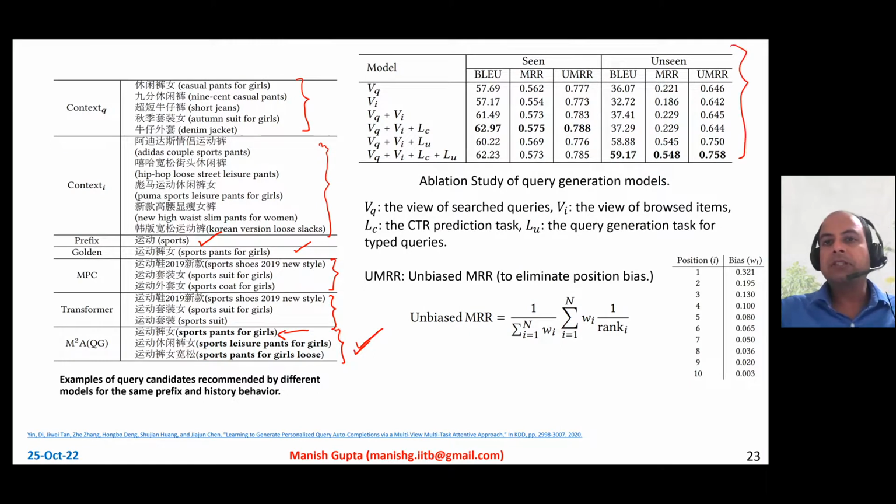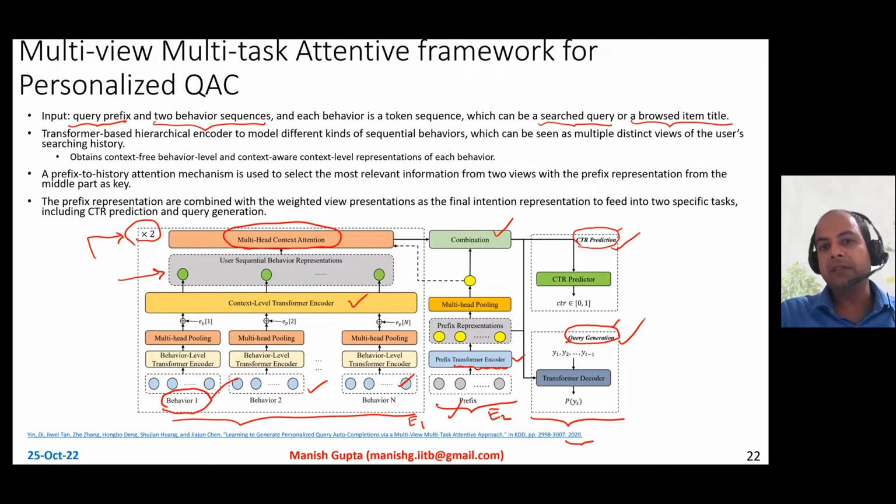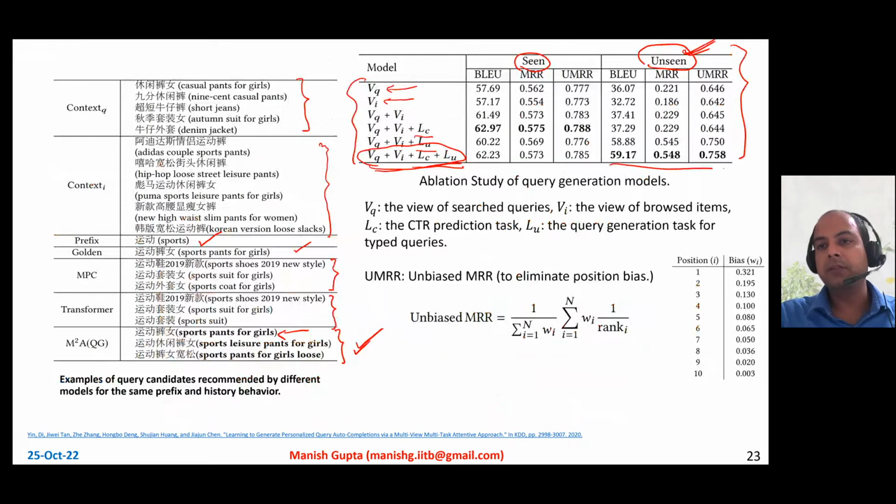The same thing is quantitatively shown across both seen and unseen prefixes. What you observe is that, and these are very different ablations of their model. Do you use the search query history or not? Do you use the browsing history or not? Do you basically use the CTR prediction task or not? And do you use the query generation task or not? And what you observe is that, yes, especially for unseen cases, which is where these generative models are most useful, you observe that the combination of all the four things, the multi-view thing and the multitask thing, both lead to the best results.